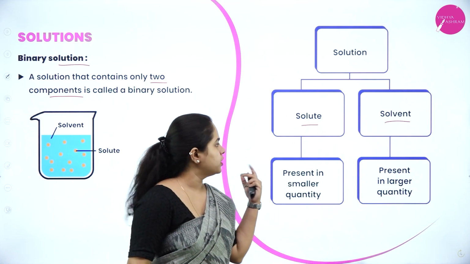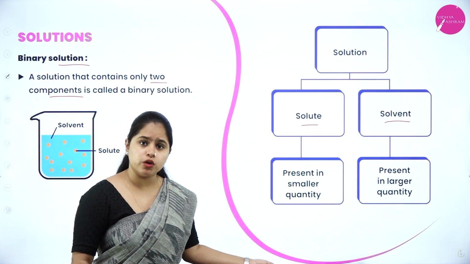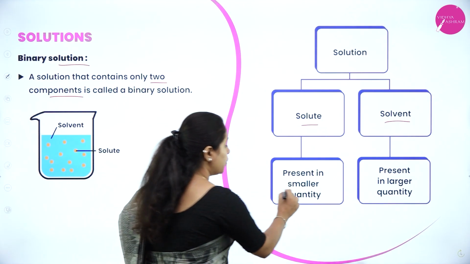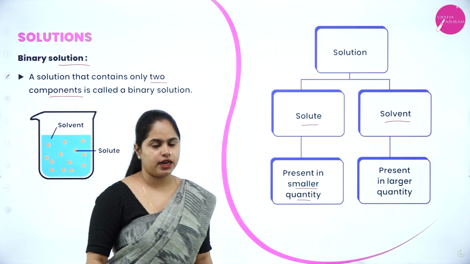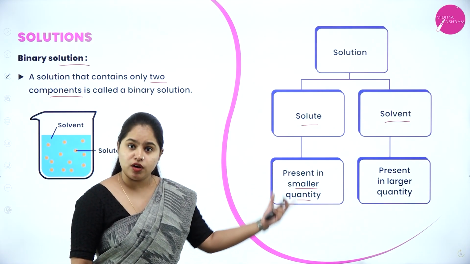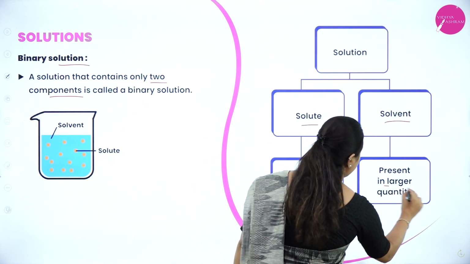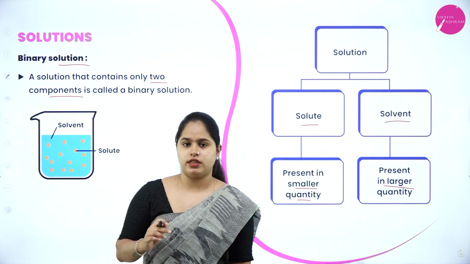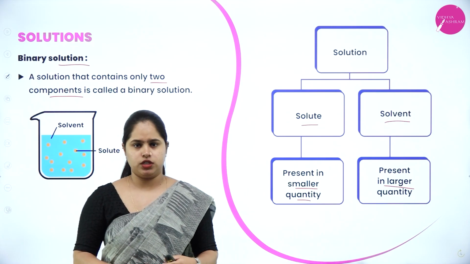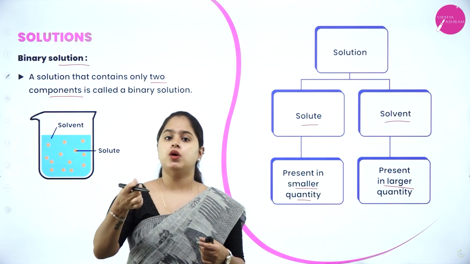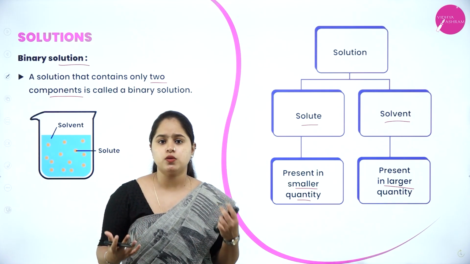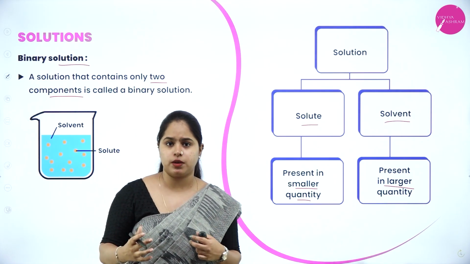So, coming back to solute and solvent. What is solute? The solute is the substance which is present in smaller quantity in the solution. And what is solvent? Solvent is a substance which is present in larger quantity in the solution. So, in the first slide we saw that when we are preparing a sugar solution, we add 1 spoon of sugar to a glass of water. So, in that, can you say which one will be the solute and which one will be the solvent?